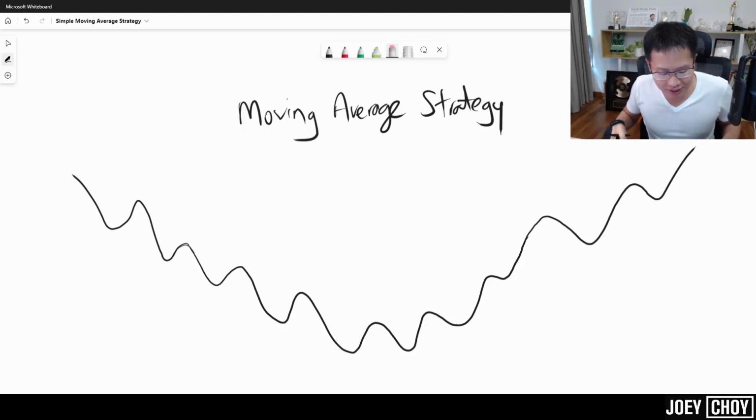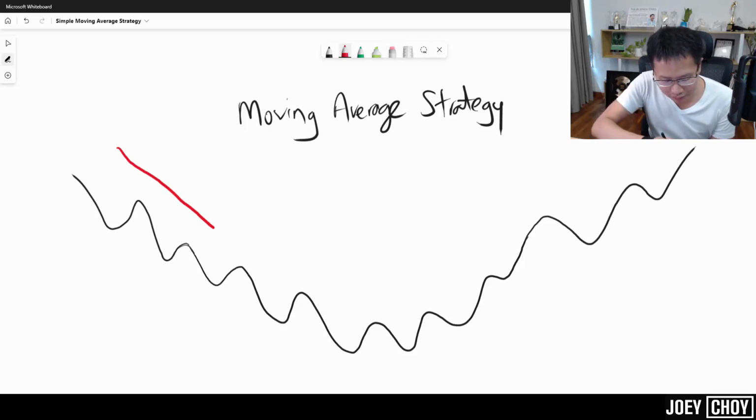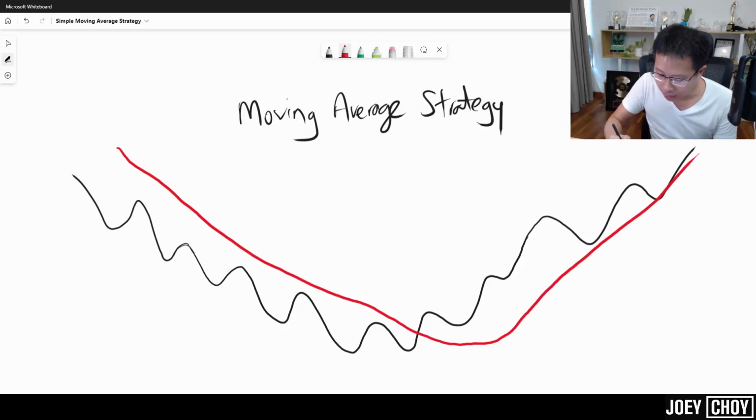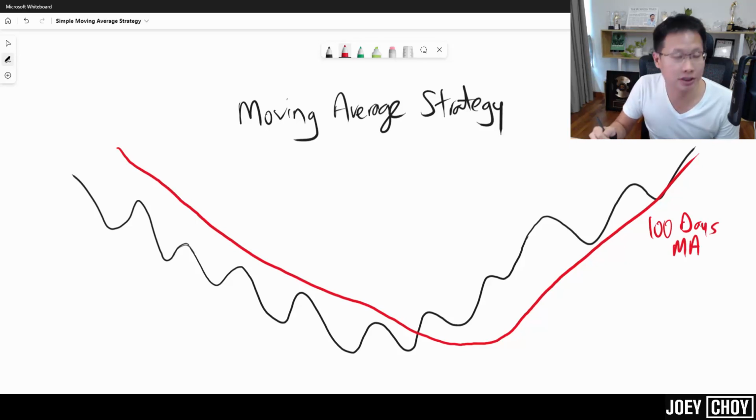So based on this diagram right over here, let's go ahead and draw what we call a 100 days moving average. That's how it's going to look. This is a red line that I draw right over here, right? It might just come down a little bit, and we might start to see this line start to turn up. So this is what we call a 100 days moving average, something like that. We'll try to pull it out later in the chart, right? But this is a 100 days moving average.